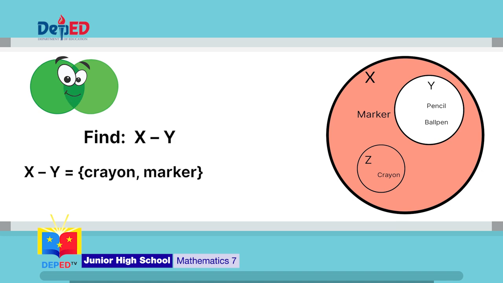That is correct, Ben. The set difference of X and Y, or the answer to the question X minus Y, includes the elements crayons and a pentel pen.